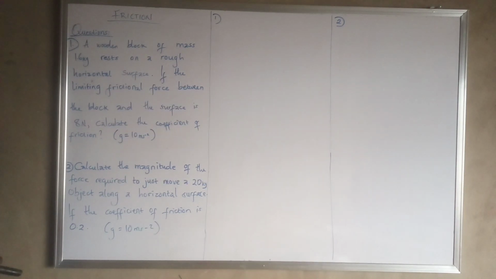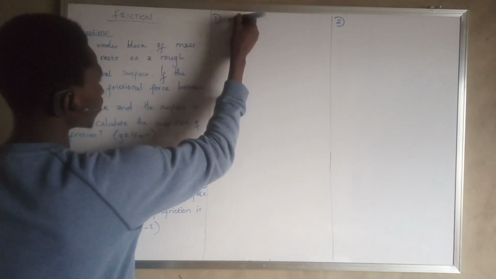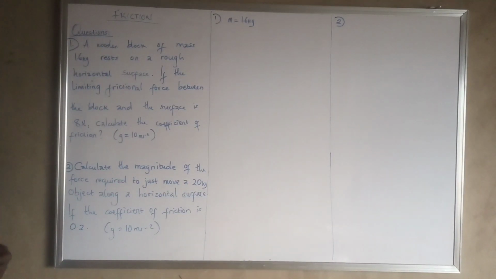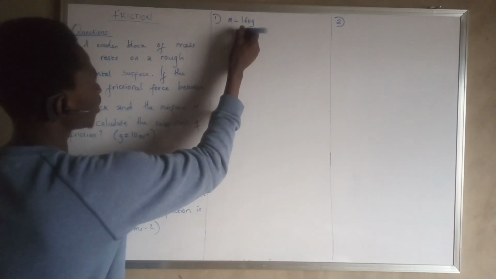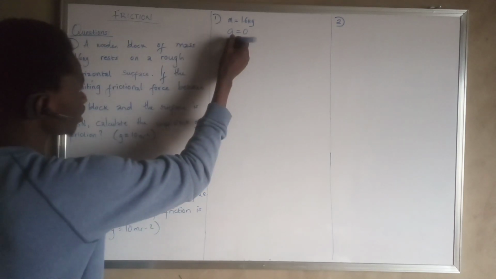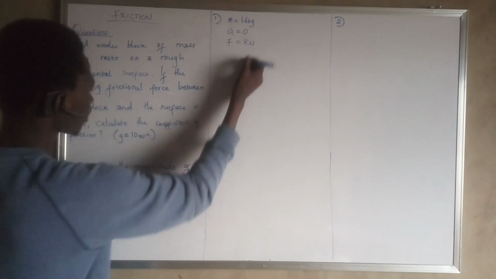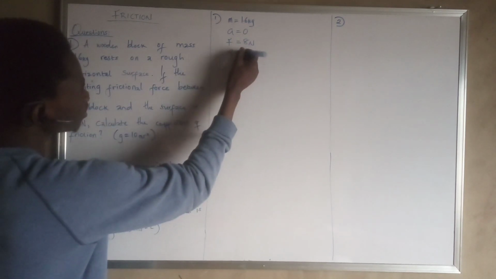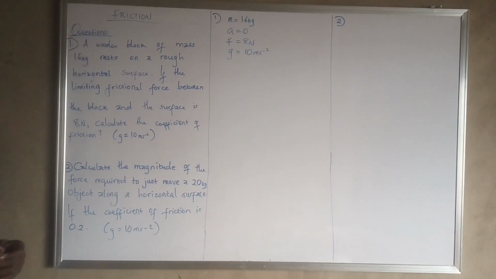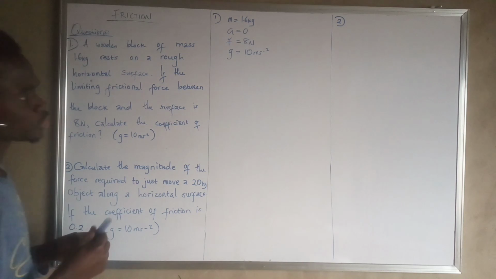The first thing we have to do is to list out all the values given in the question. Mass of block, 1.6 kg. The block is resting on a horizontal surface, so an object resting on a horizontal surface has zero acceleration. The frictional force is 8 Newton, and the gravity given is 10 meters per second squared. After listing out all the values given in the question, we move on to drawing our motion diagram.